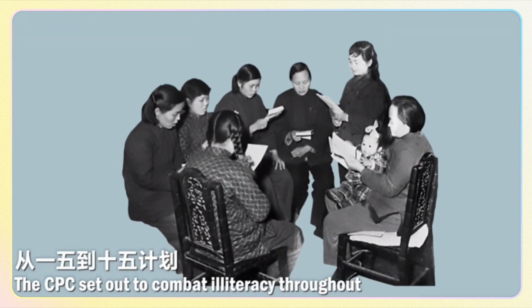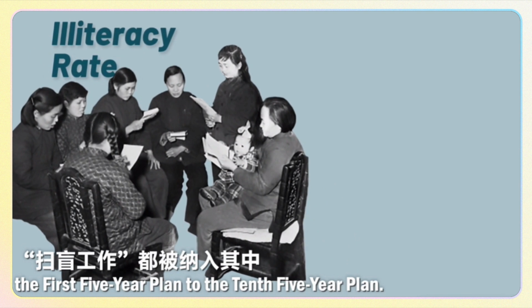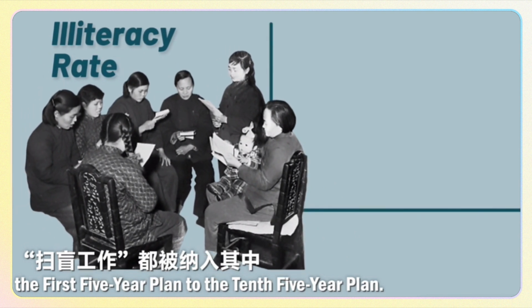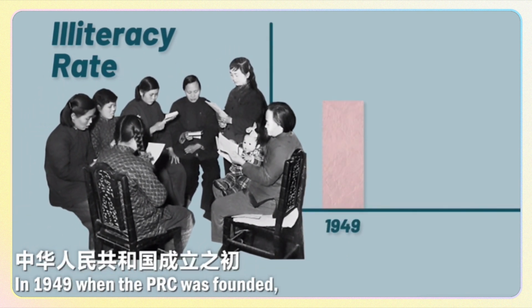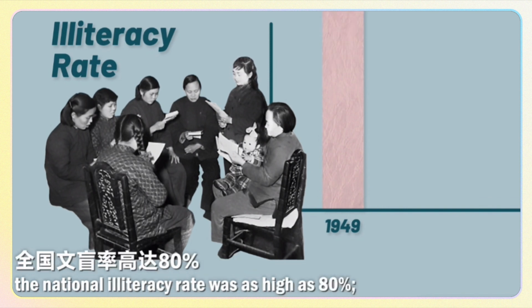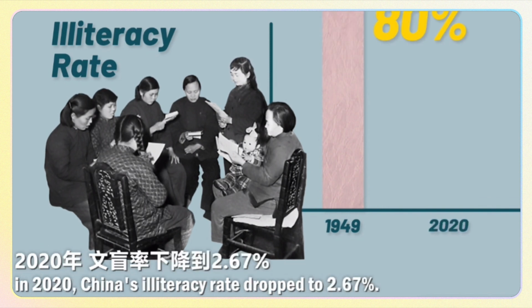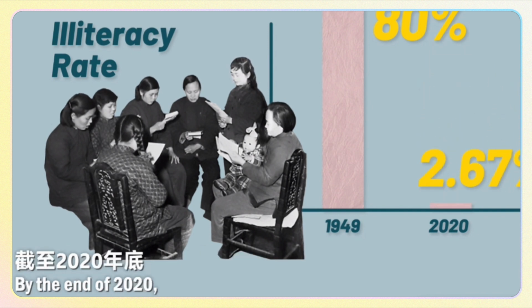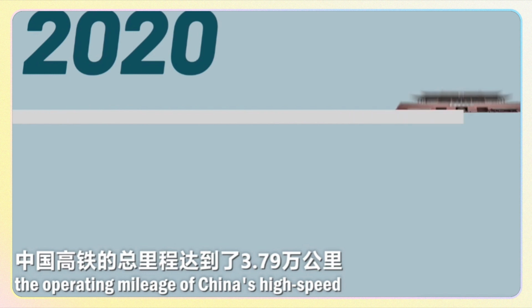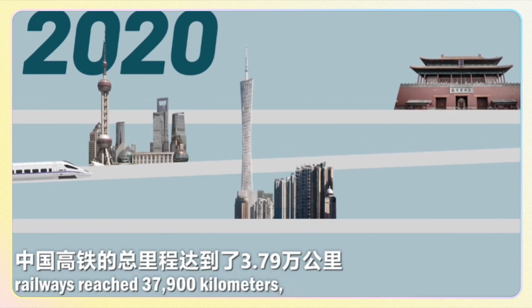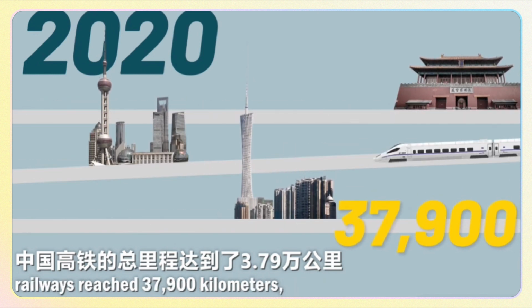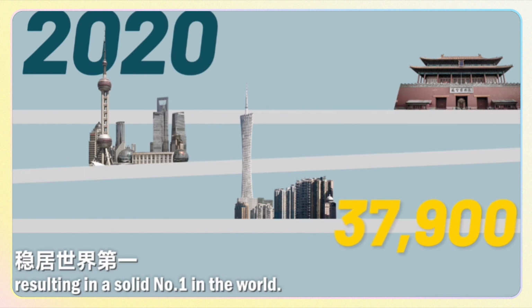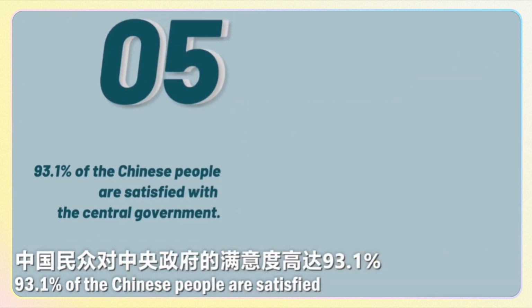The CPC set out to combat illiteracy throughout the first 5-year plan to the 10th 5-year plan. In 1949, when New China was founded, the national illiteracy rate was as high as 80%. In 2020, China's illiteracy rate dropped to 2.67%. By the end of 2020, the operating mileage of China's high-speed railways reached 37,900 kilometers, resulting in a solid number 1 in the world.